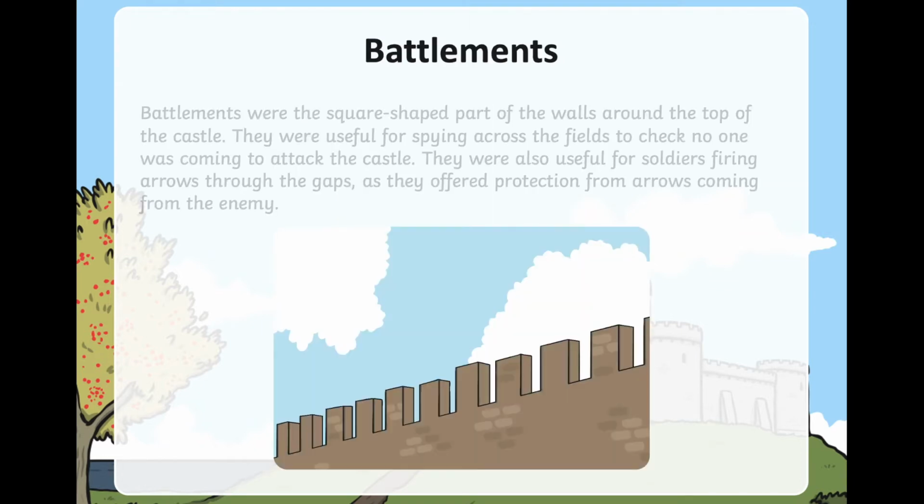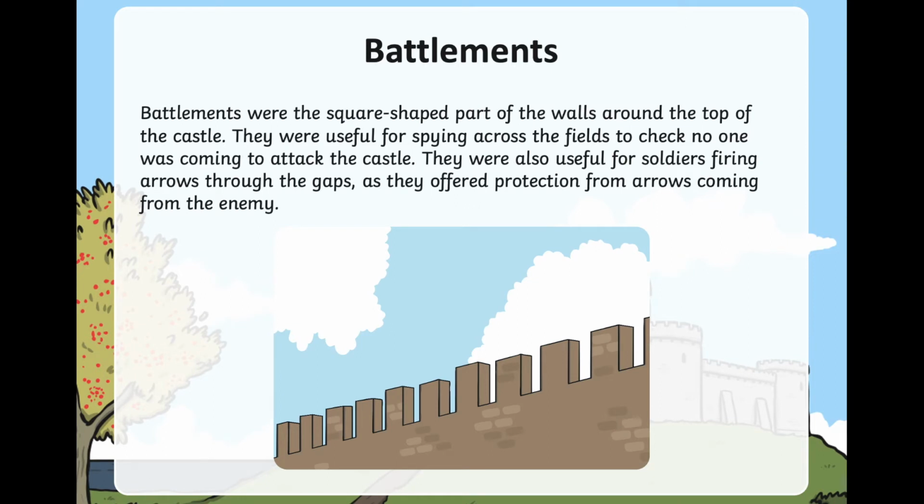Battlements. Now this is a big important word that we will talk about a lot during our castles and knights topic. So remember this word, battlements. Battlements were the square-shaped part of the walls around the top of the castle. They were useful for spying across the fields to check no one was coming to attack the castle. They were also useful for soldiers firing arrows through the gaps, as they offered protection from arrows coming from the enemy.